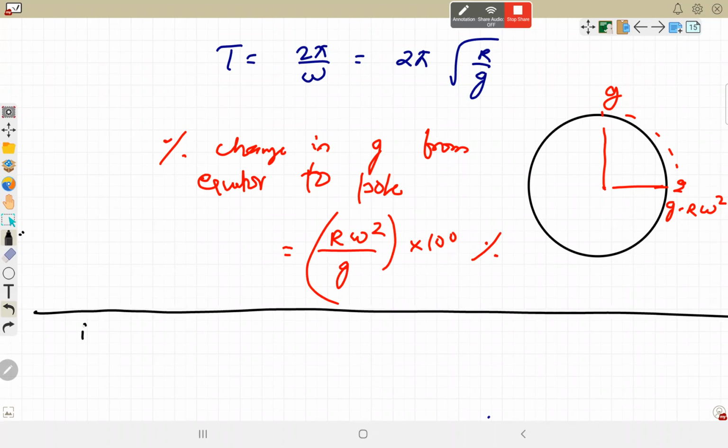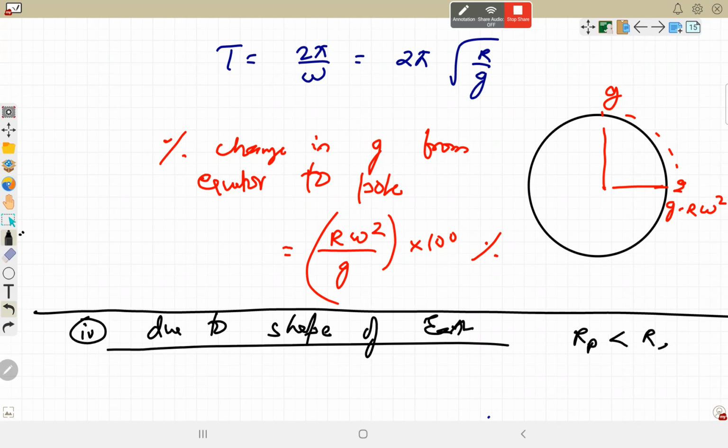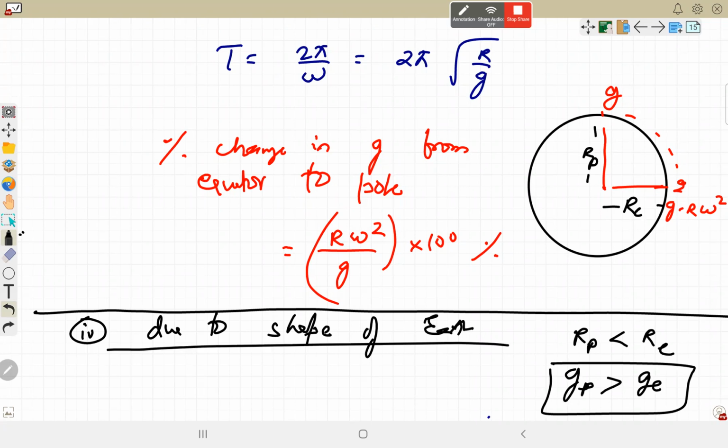Fourth, due to shape of Earth, Earth's shape is also not a perfect sphere. At the pole, the radius is 31 kilometers less. The pole radius is slightly less than the equator radius. Therefore, acceleration due to gravity at pole is greater than acceleration due to gravity at equator. These are the possible variations in acceleration due to gravity. Same will be the change in intensity.